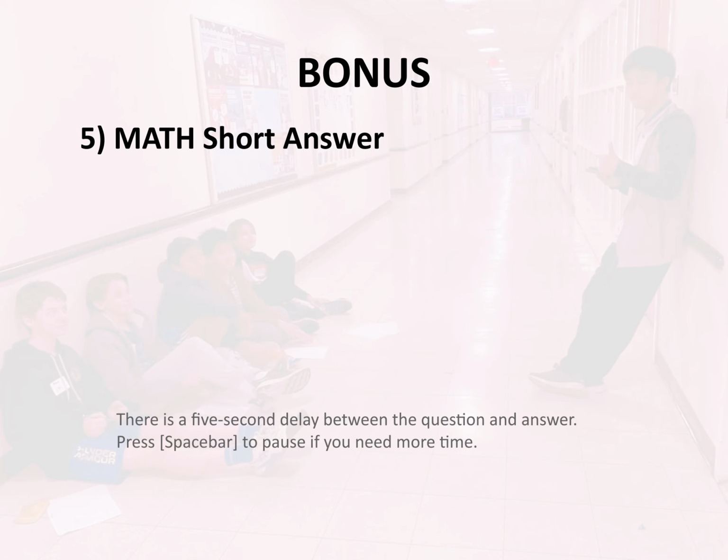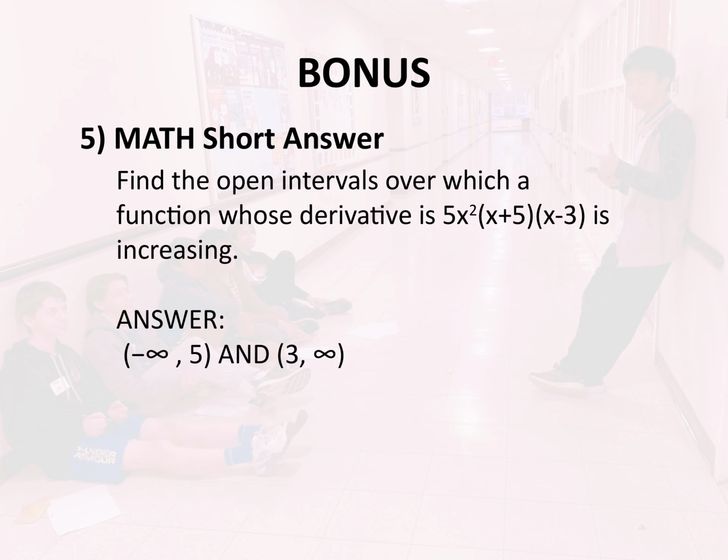Bonus 5. Math. Short answer. Find the open intervals over which a function whose derivative is 5x squared times the quantity x plus 5 times the quantity x minus 3 is increasing. Answer. The open interval from -infinity to -5 and the open interval from 3 to infinity.